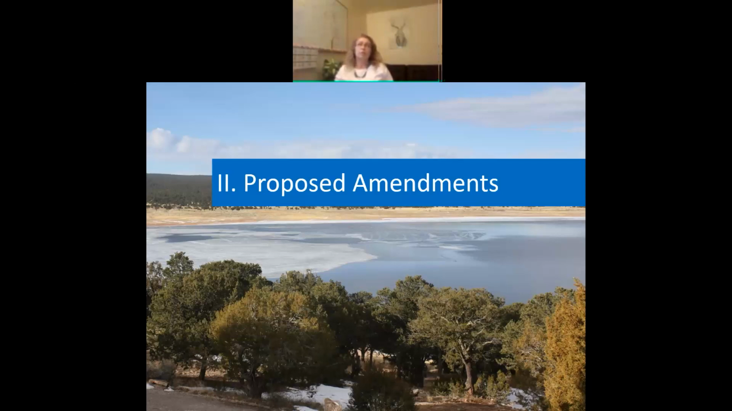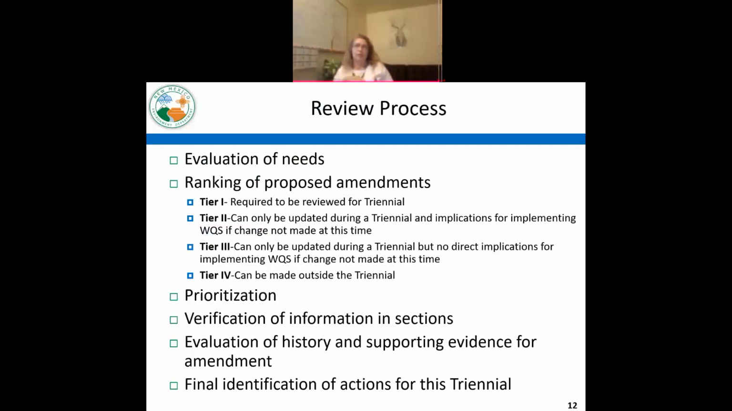So in order to determine what revisions were necessary, the department began to review the requirements under 40 CFR 131.20 and 20.6.4.10a NMAC. And as I mentioned earlier, the federal language requires states review designated uses, the anti-degradation policy, temporary standards, as well as other implementation policies in the standards.